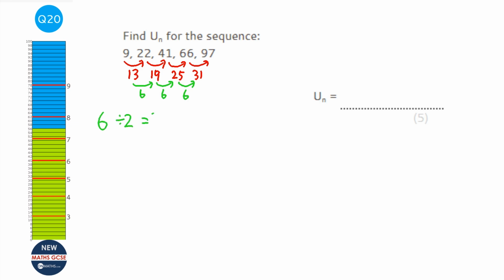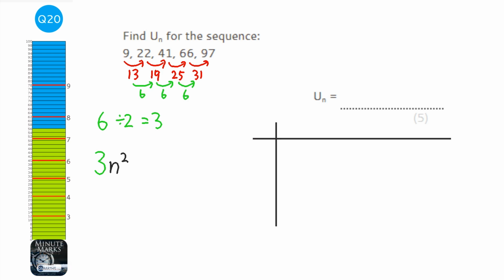Okay, so we end up with 3. Now that 3 will go before an n squared. So we know our nth term will involve 3n squared, but we don't know what the rest of it is yet. So what we do is a little table, and we write in our sequence, which is 9, 22, 41, 66, and 97. And then we write down the sequence for 3n squared, which is going to be 1 squared times 3, because n is 1 for the first term.